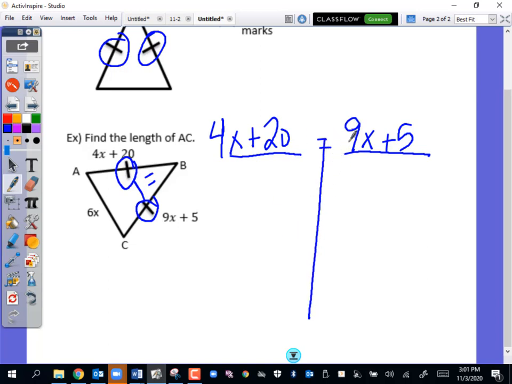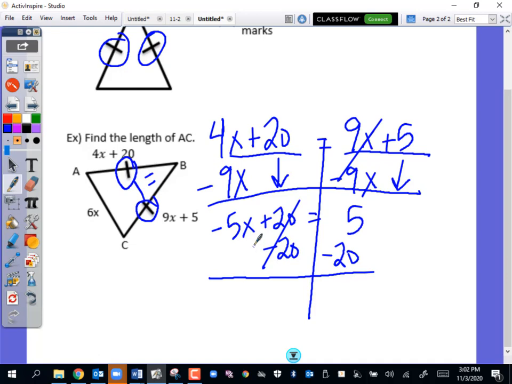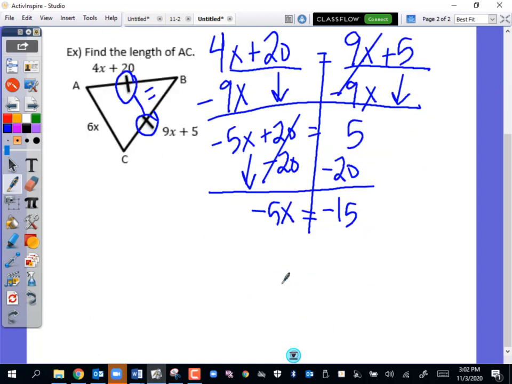Again I need to move x's together, so I'm going to minus 9x, and 4 minus 9 is negative 5. Bring down the 20. This cancels. Bring down the 5. Now I got to move 20 to the other side, so I'm subtracting. This cancels. I got negative 5x equals 5 minus 20, which is negative 15. Last step, divide by negative 5. I get x equals negative 15 divided by negative 5, which is 3.